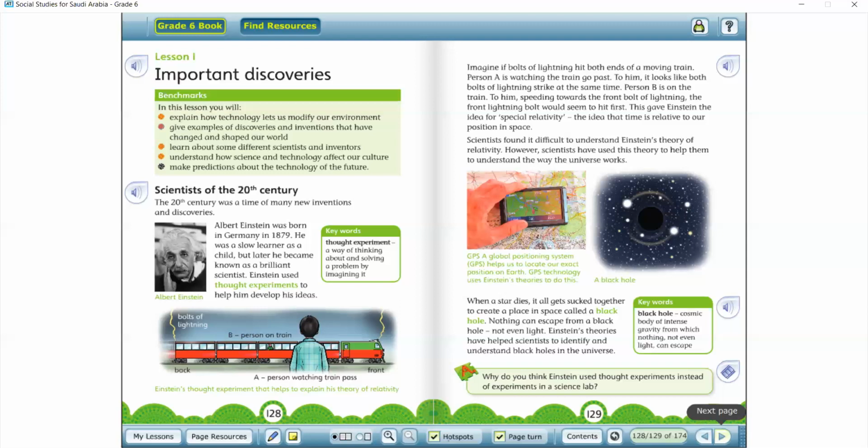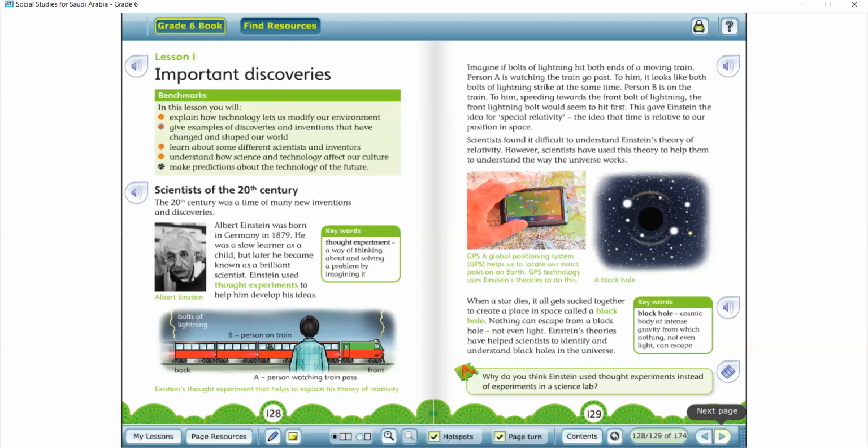We all know GPS, and more especially the cars of these days, they are modern, they come with GPS, with Google and everything. So it's technology, grade 6, it's technology. GPS technology uses Einstein's theory to do this. If you have GPS at home, it's using Einstein's theories to direct people on the road where they need to go.